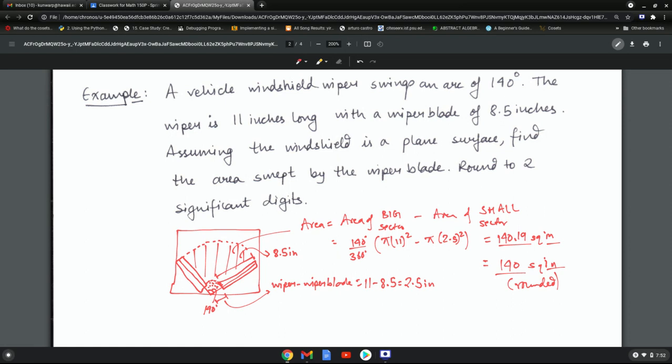That's the end of the first video for this day. In the next video we will be talking about another shape relating to the circle called the segment.